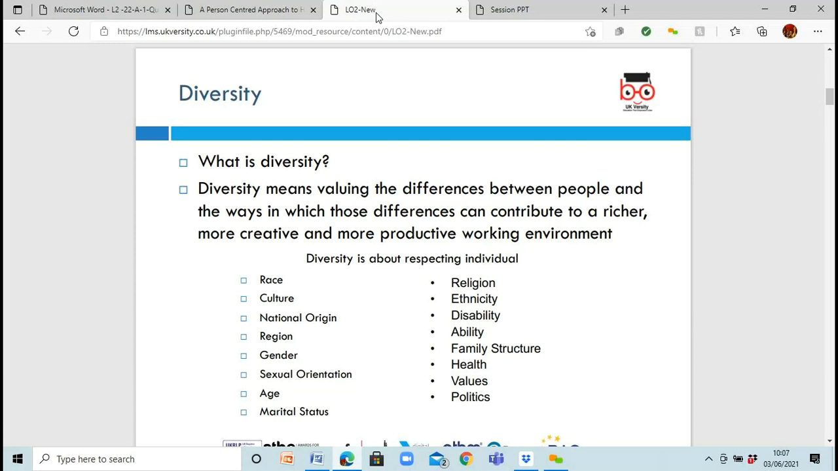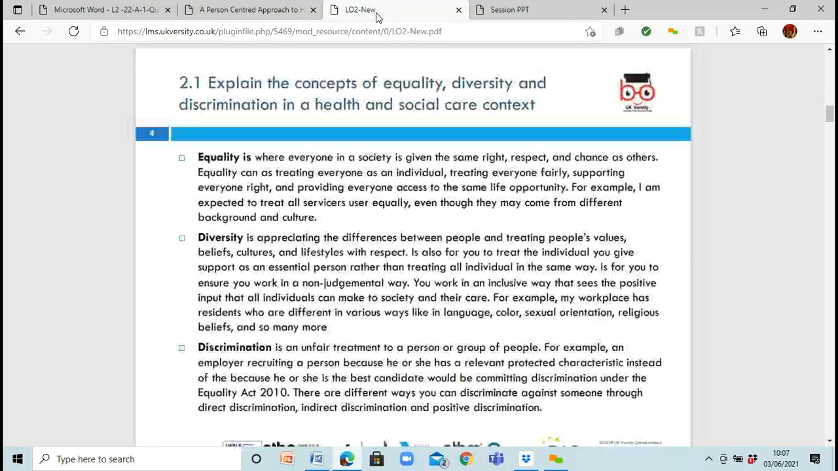So we just looked at a little bit of the meaning of what equality and diversity is and what discrimination is. Now we'll make a start into 2.1. In this section, we're going to talk about what equality is, what diversity is, and what discrimination is. So, 2.1, explain the concepts of equality, diversity, and discrimination in a health and social care context.